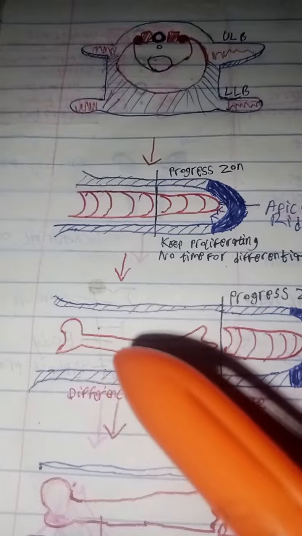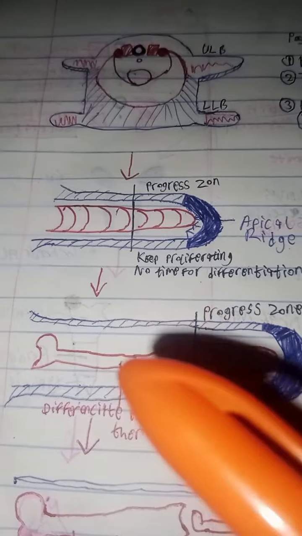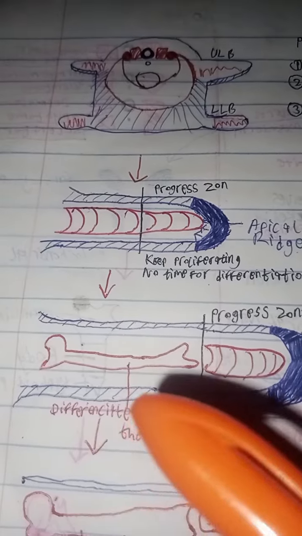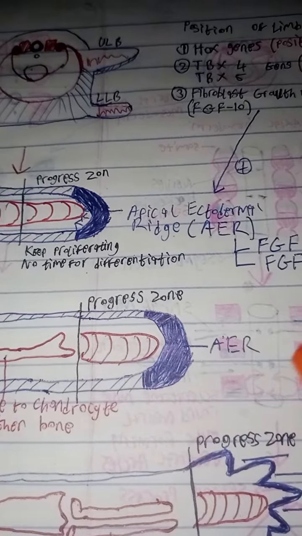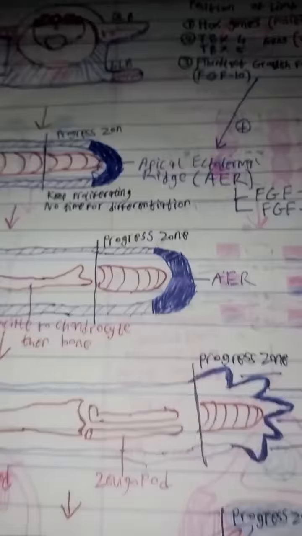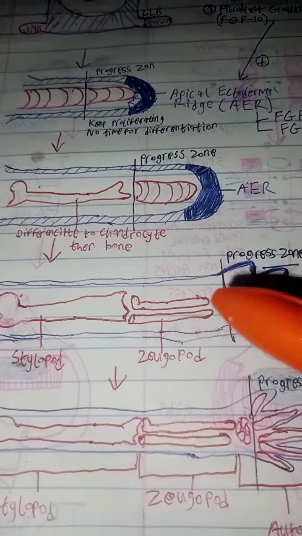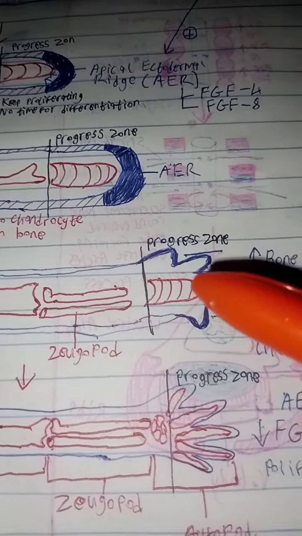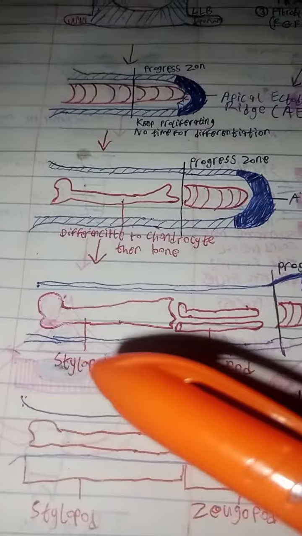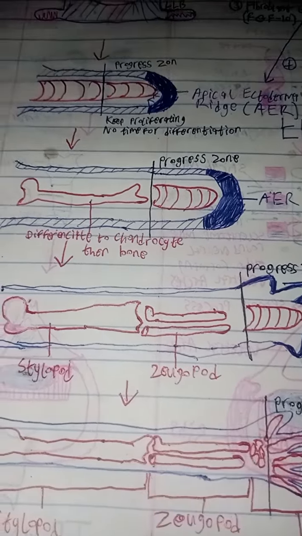So we have your humerus here, or your femur, whatever you want to call it. So we have it here, developing into chondrocytes and eventually developing into bone. We have your progress zone. Proliferation cycle occurs, the AER is producing fibroblast growth factors 4 and 8. Eventually, we have the humerus or femur and your ulna and radius, or your tibia and fibula. I also have a progress zone, constantly proliferating. Now, in early life, it is called stylopod and zeugopod, not femur or anything like that.